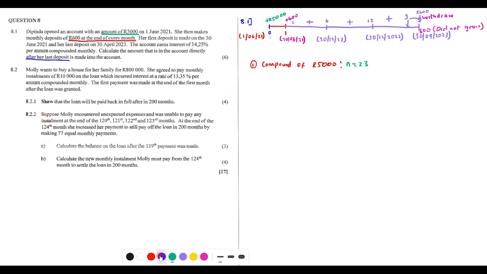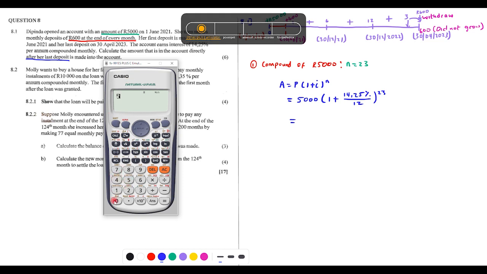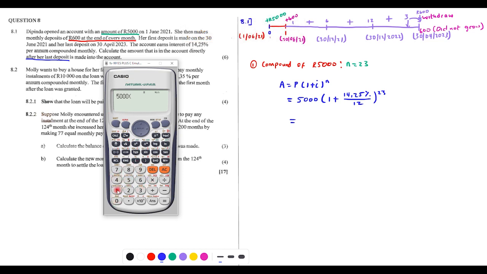So now we'll say A is P into 1 plus i into N. Here we're going to let it grow, so we say 1 plus 14.25% over 12 for 23 times, or for the 23 months. And we're going to go into our calculator to see how much that amount will be, right?